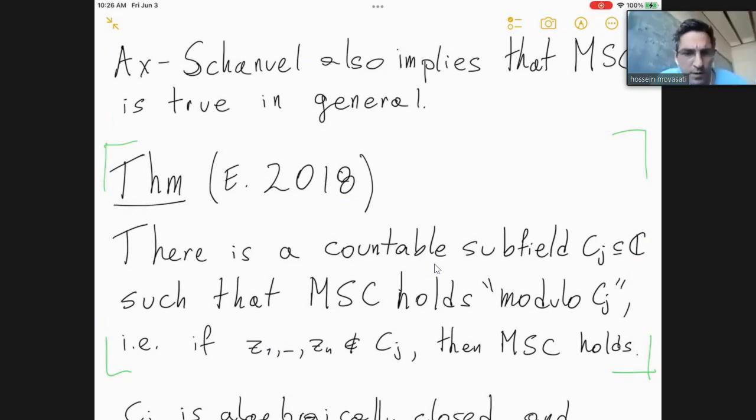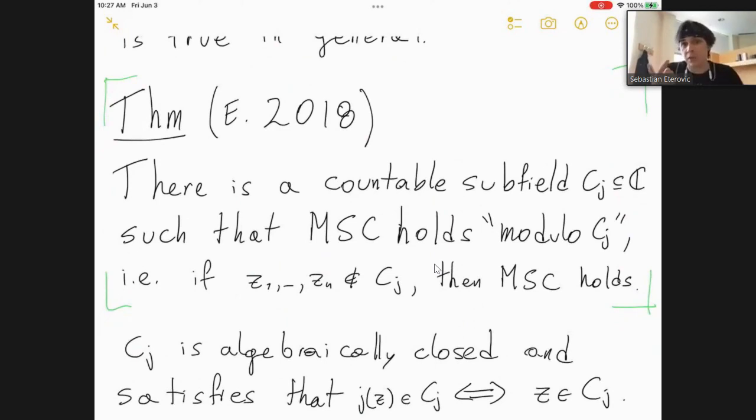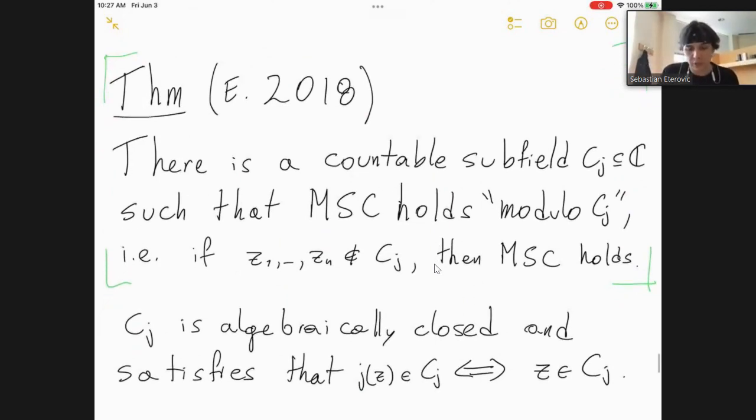So this is a kind of a list of some finite values of J function, or? No, it's a countable list of values. Okay. Yeah. But these are not the values in the upper half plane, rather the image of the J. Well, it turns out that you can look at it both ways, because this field Cj happens to be closed under taking the J function. So a point is in Cj if and only if the preimage is in Cj. So either you look at Z or J of Z, they will both be in Cj, or none of them will be in Cj.